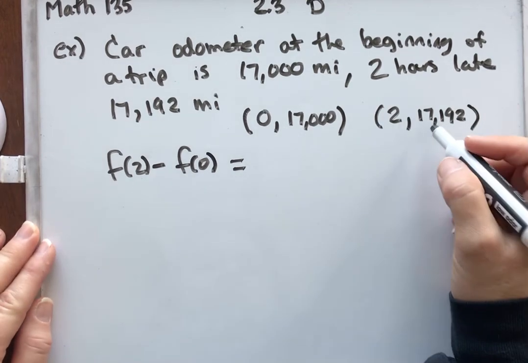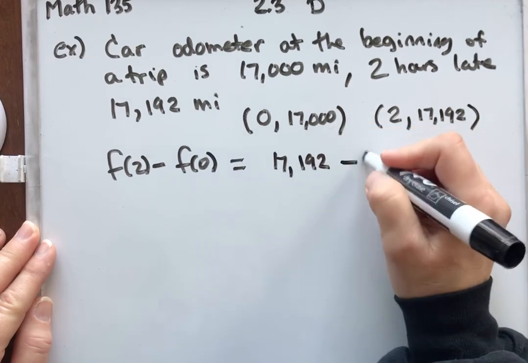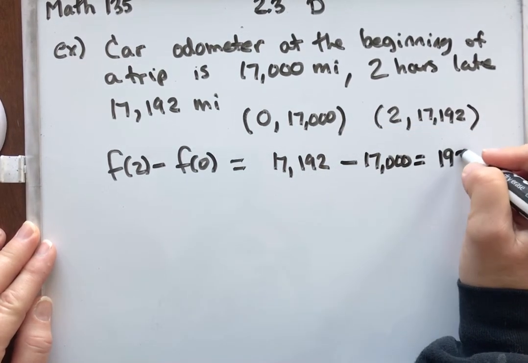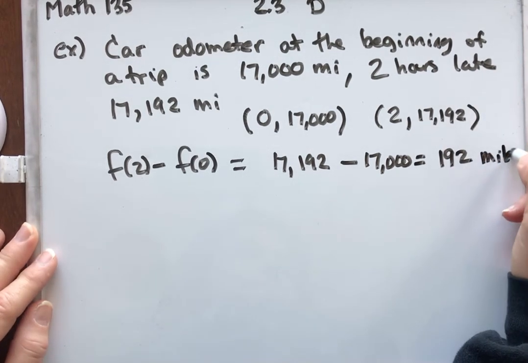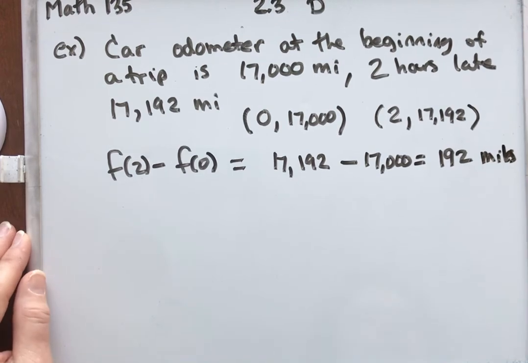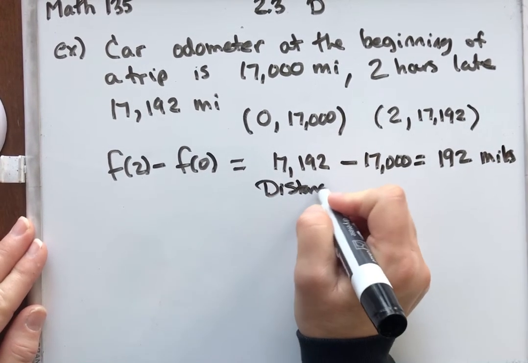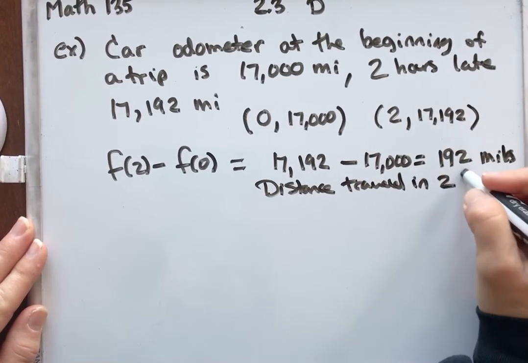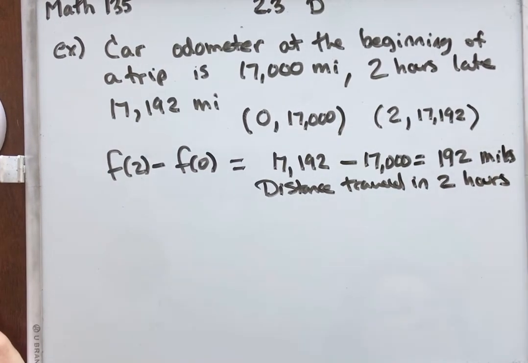Well, f of 2 is 17,192. f of 0 is 17,000, and that just equals 192. So that means we went 192 miles. That's what it represents: the distance traveled in 2 hours. That's what f of 2 minus f of 0 represents.